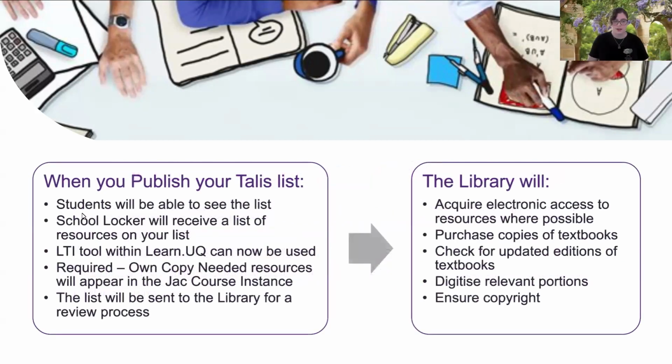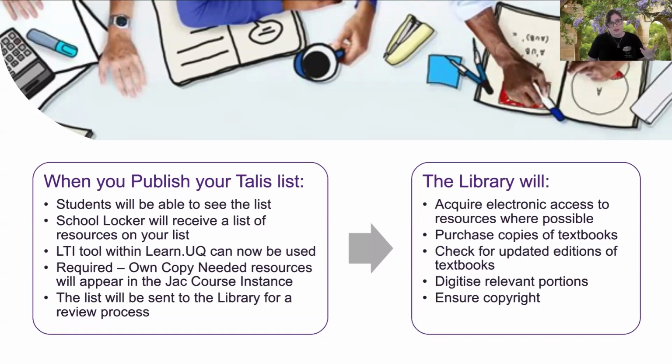When you publish your Talus reading list, the following things will happen. As I said, students will now be able to see your list. The School Locker bookstore will also receive a list of resources that they should hopefully stock for students to purchase. Blackboard will also link through to the readings. And anything that's marked as "required, own copy needed" will automatically flow into the Jack course instance profile, so students can see these before semester starts.